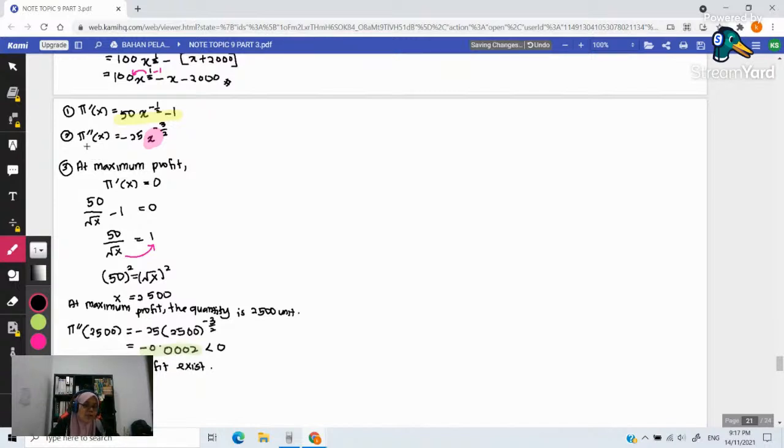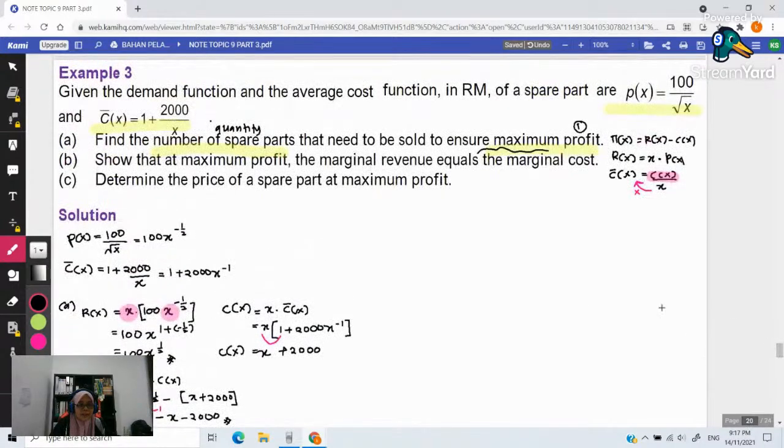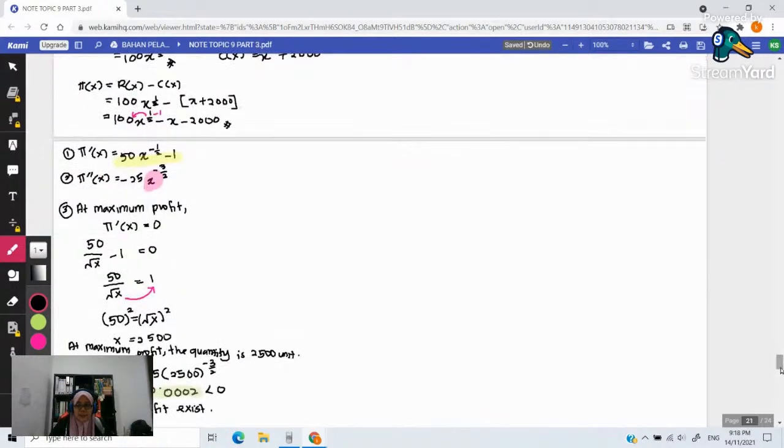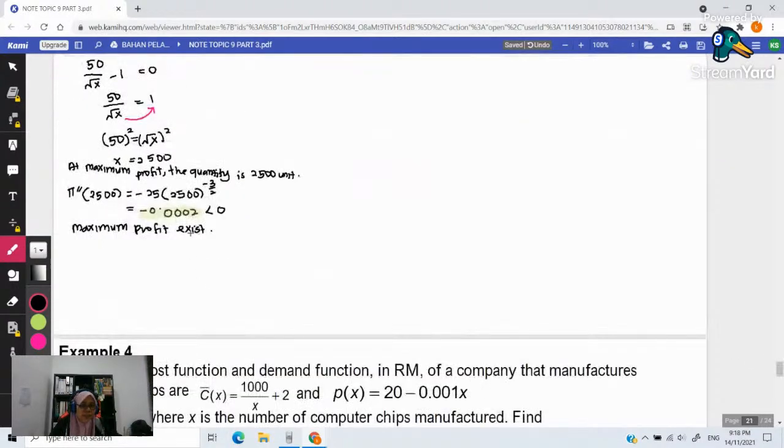So you proceed with the third step and then check again the question. Find the number of spare parts. How many spare parts need to be sold to ensure maximum profit? We have decided that at maximum profit the quantity is 2,500. Therefore, we need to write the conclusion.